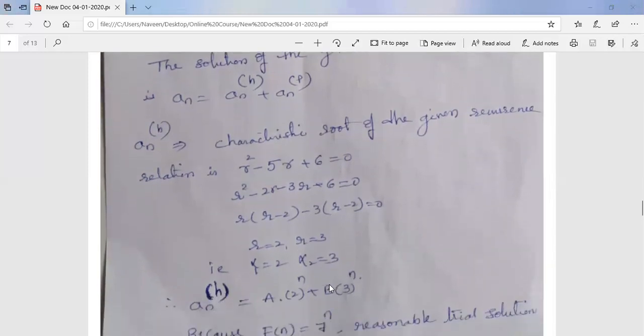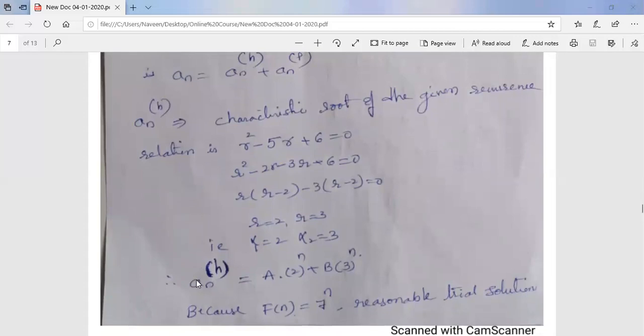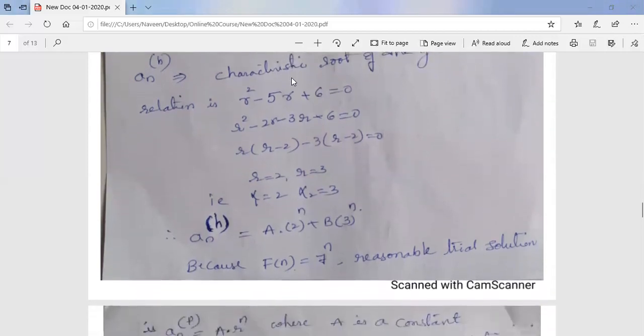Therefore alpha 1, the first root, we have taken as 2 and the second root, alpha 2, we have taken as 3. Therefore the homogeneous solution will become a into alpha 1 power n plus b into alpha 2 power n. That is a into 2 power n plus b into 3 power n. First part of this solution we got. Now we are trying to find the second part, that is the particular solution.